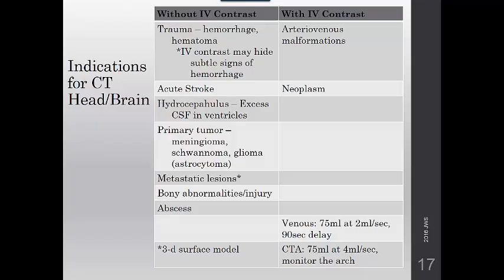we have AV malformations, or arteriovenous malformations, known as AVMs. The IV contrast delay for demonstrating venous blood flow is approximately 90 seconds. IV contrast amounts vary from location to location, but generally 75 milliliters at 2 milliliters a second is adequate for that purpose. For CTA brains, the contrast must be injected at a much faster rate of about 4 milliliters per second. And this is going to be covered in the CTA portion of this course.